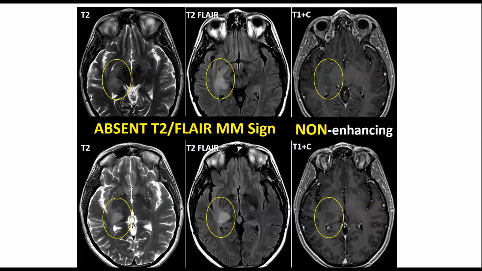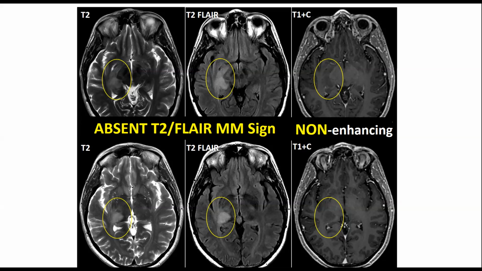Now, what does that mean? It means absolutely nothing, because the negative predictive power, that is, when the sign is not there, does not mean that it is not an IDH mutant diffuse astrocytoma. It could be either. It could be IDH mutant, it could be IDH wild type, okay? And the final panel, it's non-enhancing. And so that's also important.